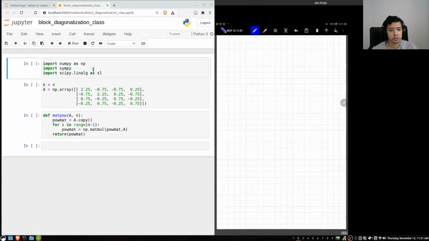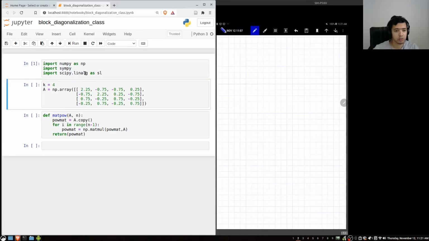All right, so on the left I have a little example. This is the matrix that we'll be working with. It's a 4 by 4 matrix, and the entries are given as follows. I've also written up a little function which helps me compute the powers of matrices easily. So mat pow of A comma n gives me A raised to the n. It just prevents me from writing matmul multiple times.